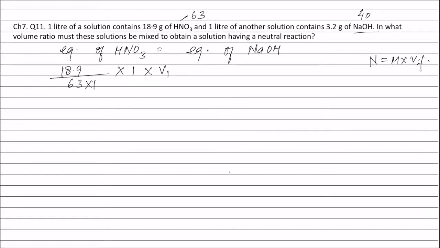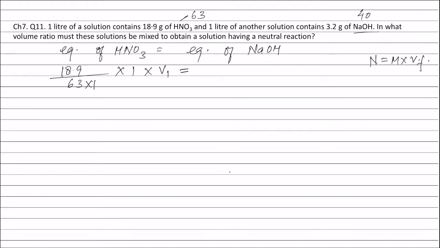Dividing it by molecular weight of HNO3, that is 63, will give moles of HNO3, and moles of HNO3 divided by volume of solution given as 1 liter gives the molarity of HNO3. Multiplying the molarity by valency factor of HNO3, which is 1, and V1 gives the number of equivalents of HNO3, where V1 is the volume of HNO3. And this is equal to equivalents of NaOH.